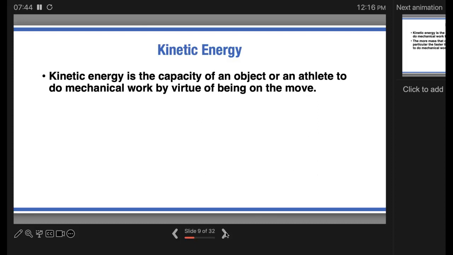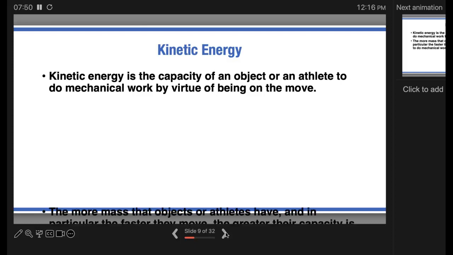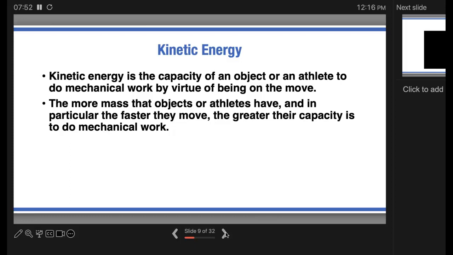So kinetic energy is the capacity of an object or athlete to do mechanical work by virtue of being on the move. The more mass an object or athlete has, and particularly the faster they move, the greater their capacity to do mechanical work. Usually I think about this in football terms. When you have an offensive lineman, a 300-pound guy who can run fast, that would be crazy. That dude is moving, he has a lot of kinetic energy. When he runs into somebody, ouch, that's going to hurt.